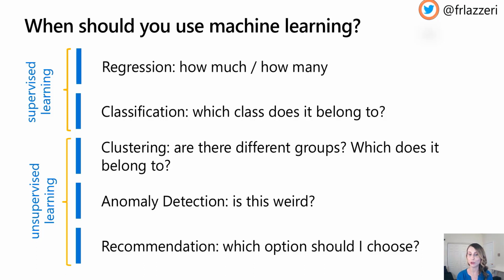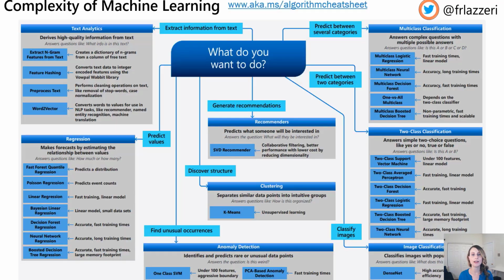Recommendation: which option should I choose? Now that we understand better what the different categories of machine learning are, such as supervised learning versus unsupervised learning, let's try to understand how you can select the right algorithm for you.